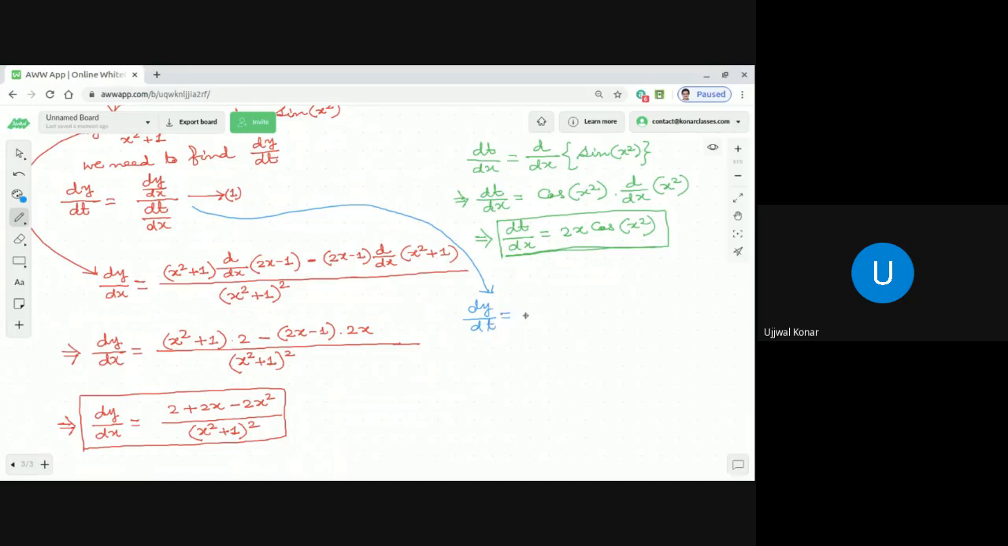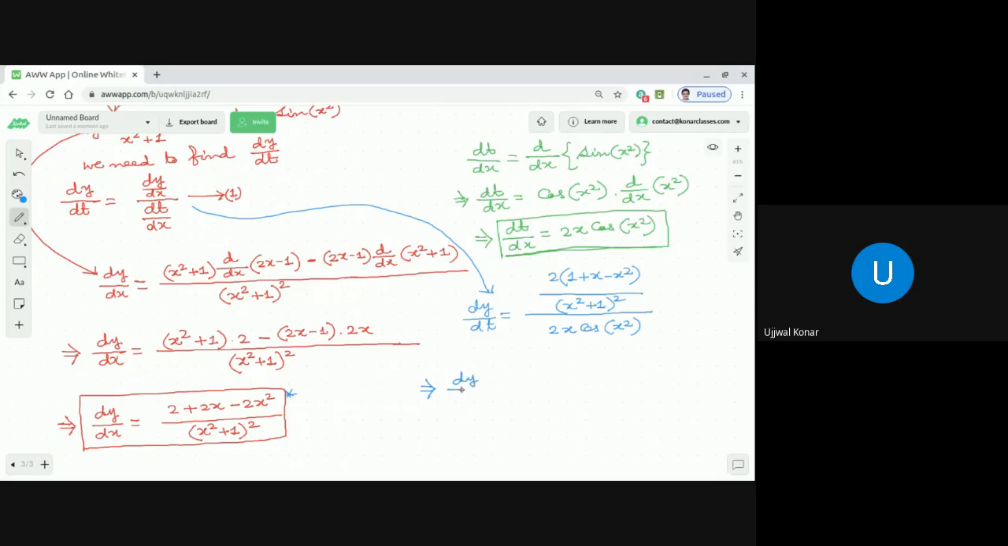So that is equal to what? dy/dx in the numerator, that means this one, this guy. So what is that? 2 into 1 plus x minus x square divided by x square plus 1 whole square, correct or not? And what is dt/dx? dt/dx is 2x into cos of x square. So from here what can we get?